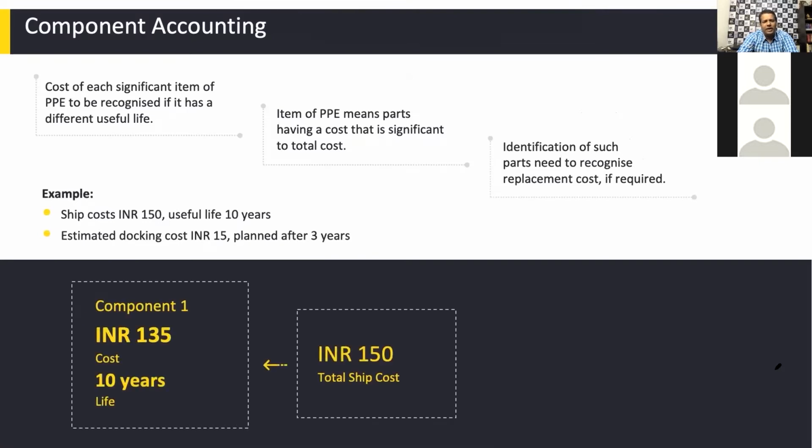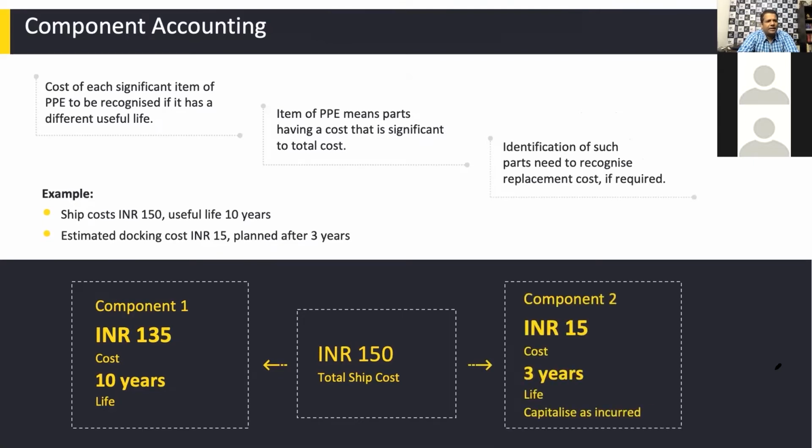We're going to help you understand this with the help of a very, very simple example. Say there is a ship, and the cost of the ship is INR 150 and its useful life is 10 years. There is a docking cost of INR 15, which is planned after 3 years. Now the question is, how do I do the capitalization, and do I have a component here?